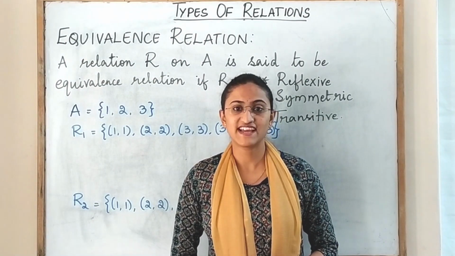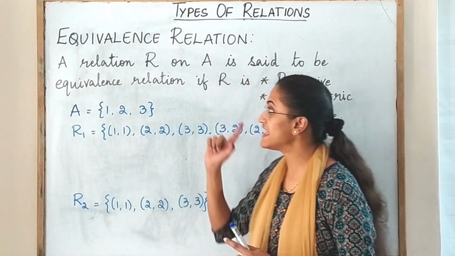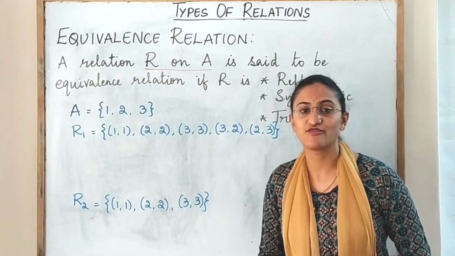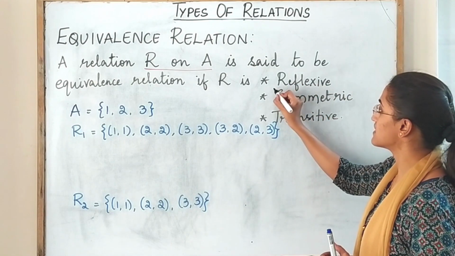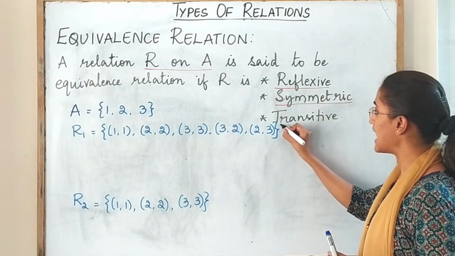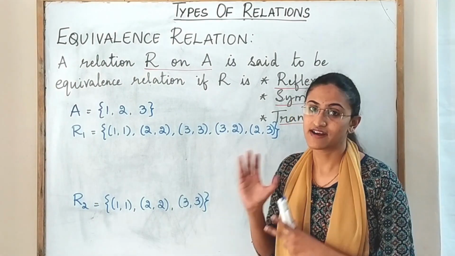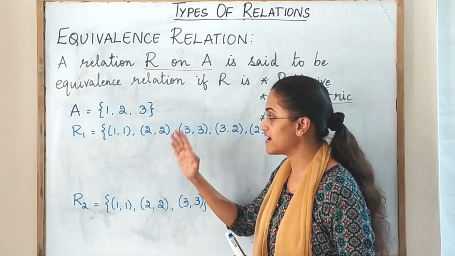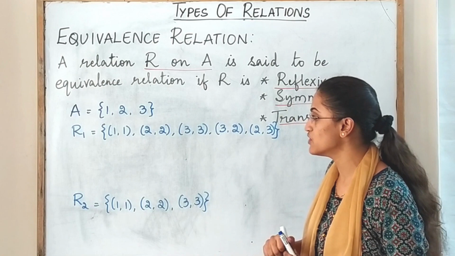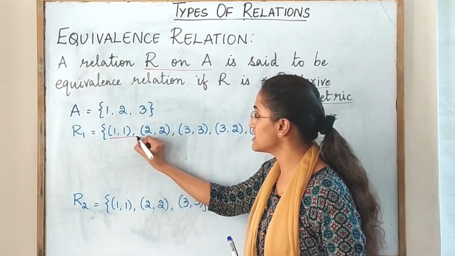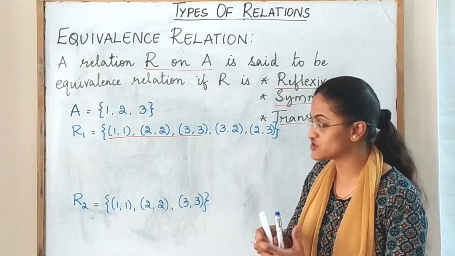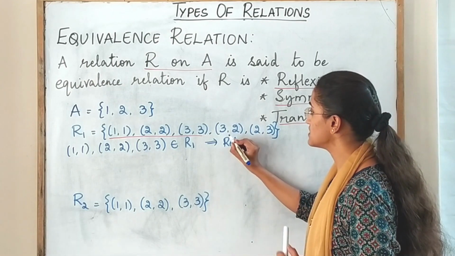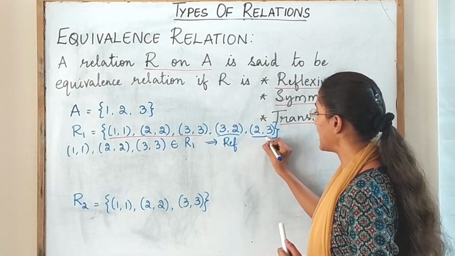The last type of the relation, and a very important one, the equivalence relation. A relation R on the set A is said to be an equivalence relation only if the relation is reflexive, symmetric and transitive. I have also written some examples. Taking the set A as {1, 2, 3}, I have defined two relations R1 and R2. Here you can check that (1, 1), (2, 2), (3, 3) belong to the relation R1, and hence it is reflexive. Now coming to the next one, the symmetric, you have got (3, 2) and (2, 3).